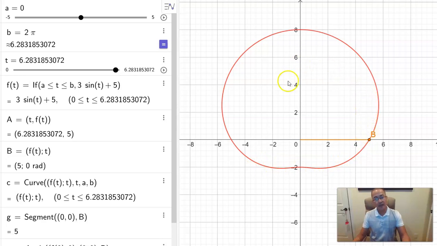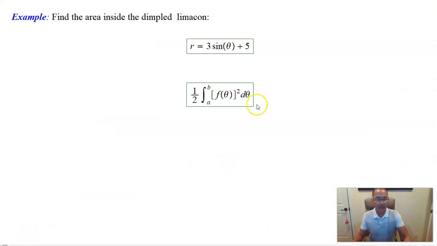So we'll check our answer later, when we see, if we approximate this with a circle, what would be its radius? What would be its area? So let's go back to our workroom and apply the formula to find the area within this limaçon. The formula we have to remember is we're going to square this function, divide by 2, and integrate from a to b.